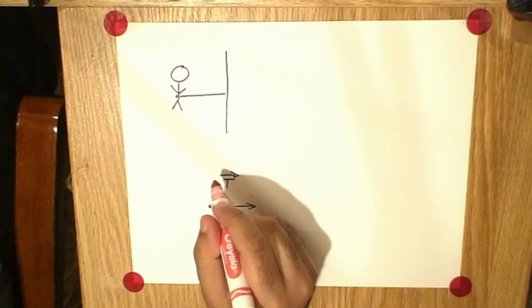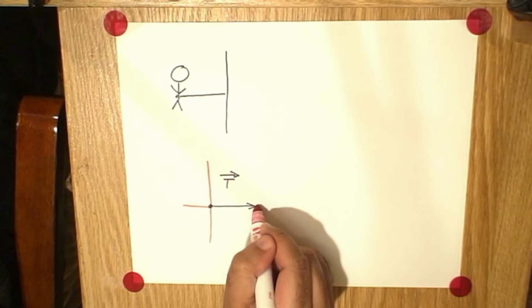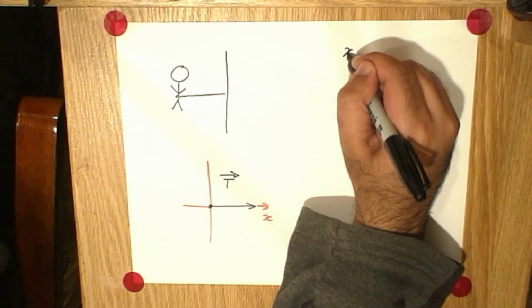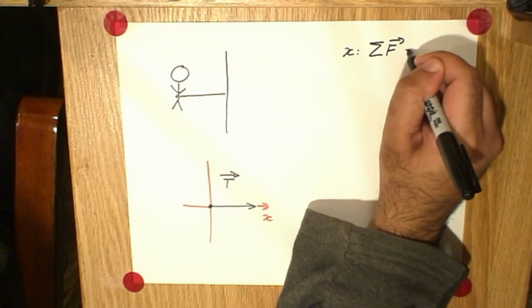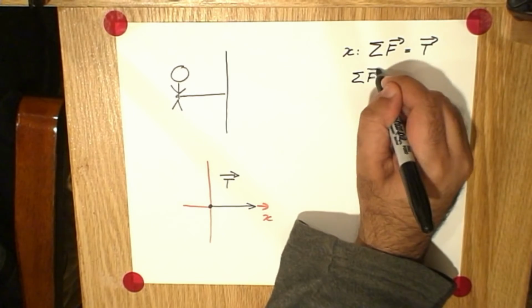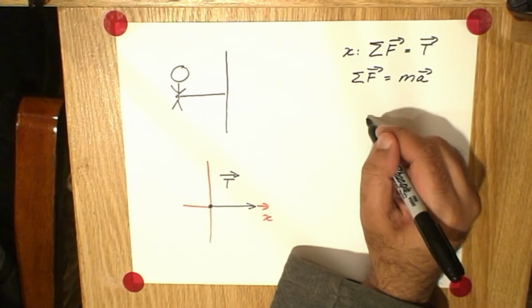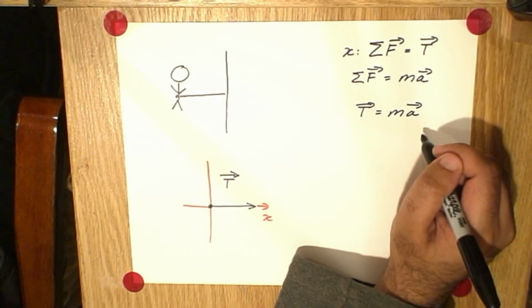Now let us draw the origin and axes. Origin always goes on the spot, and I'm going to set my axes so that positive x is in the same direction as the tension. Now, in x, we can say that the total force is due only to the tension. But total force is equal to mass times acceleration. Plug in tension for total force. Tension is equal to mass times acceleration.